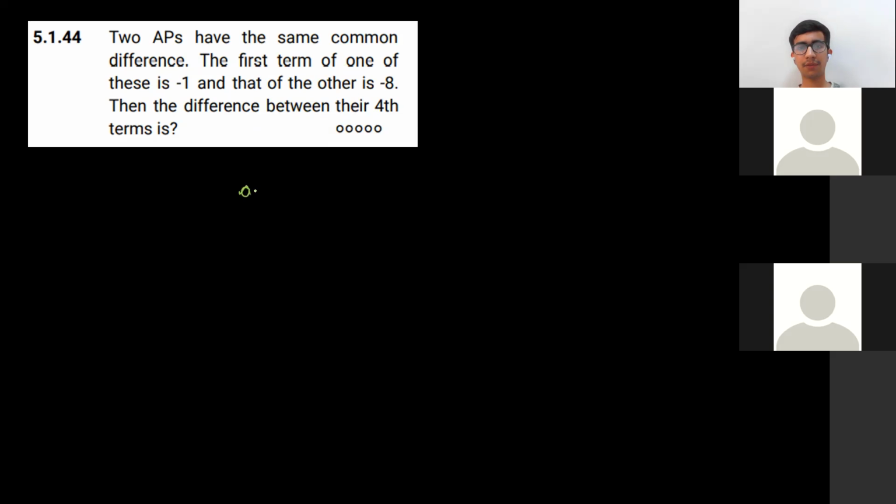Okay, so let's say for the first AP, I'm terming the fourth term as A4. So I'll write down A plus (n minus 1)D, that means A plus (4 minus 1) times D. I have the first term of one of these as -1, so this will be -1 plus 3D. This is the fourth term of the first AP. Similarly, tell me what is the fourth term of the other AP in terms of D? -8 plus 3D. Yeah, so B4 will be equal to -8 plus 3D.